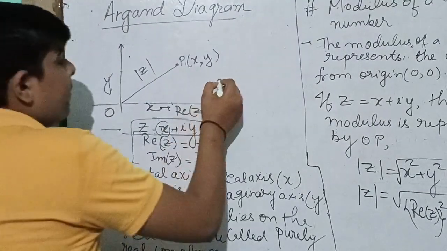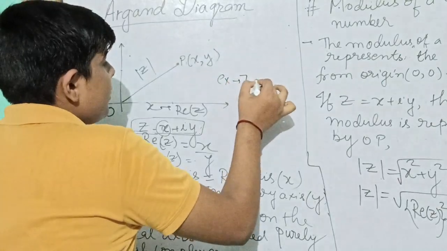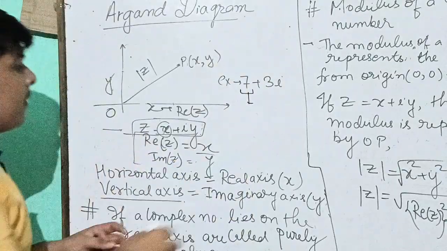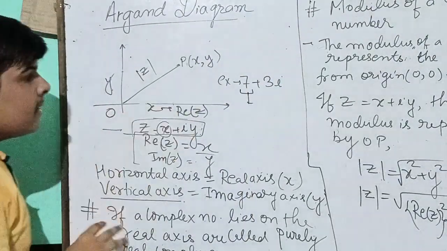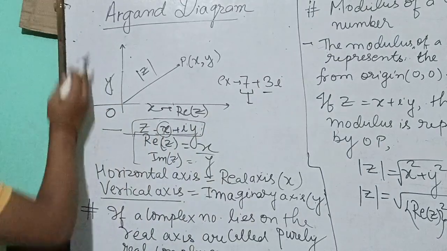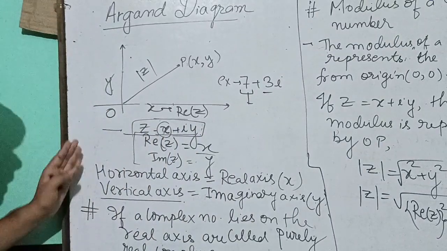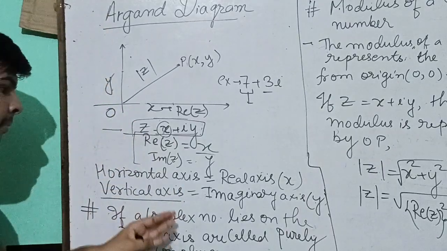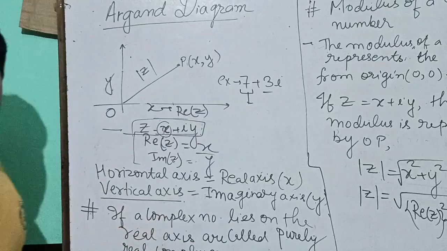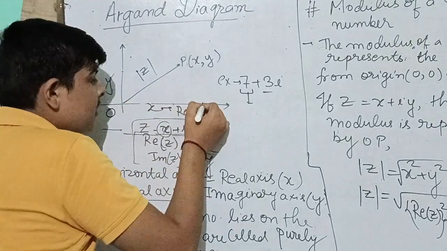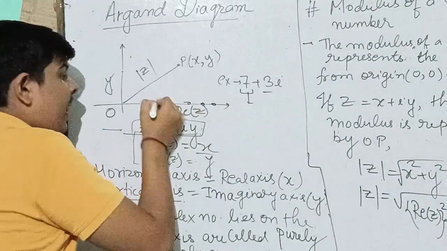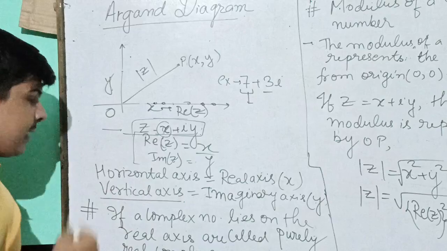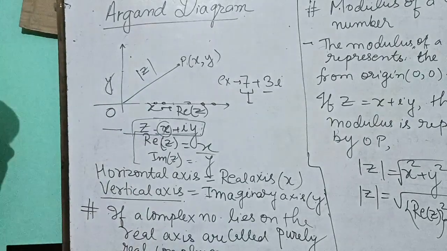Now if we take an example, the example is 7 plus 3 iota. Here 7 is represented on the x-axis, and this 3 is represented along the y-axis. Here I have written the horizontal axis is the real axis and the vertical axis is the imaginary axis. If a complex number lies only on the real axis, anywhere on it, then that complex number will be called a real complex number, as I already discussed in the previous section.